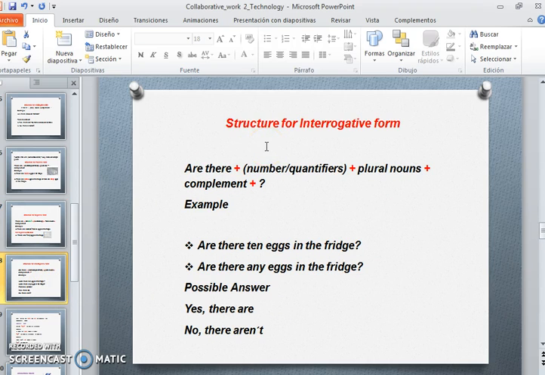A structure for interrogative form: are there plus number or quantifier plus plural nouns plus complements plus question mark. Example: are there 10 eggs in the fridge? Another example, are there any eggs in the fridge? Possible answer, yes, there are. No, there aren't.